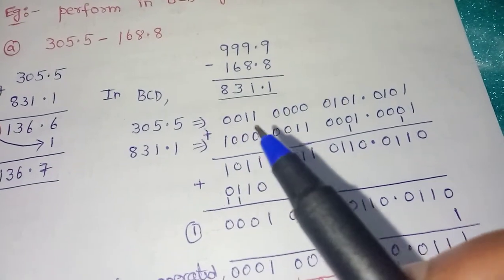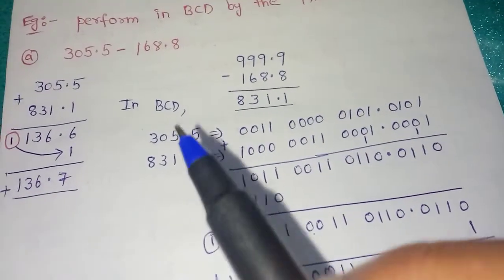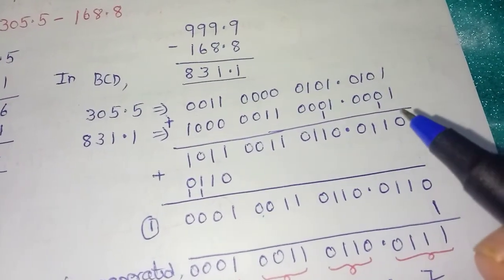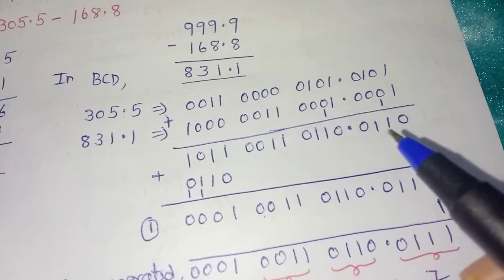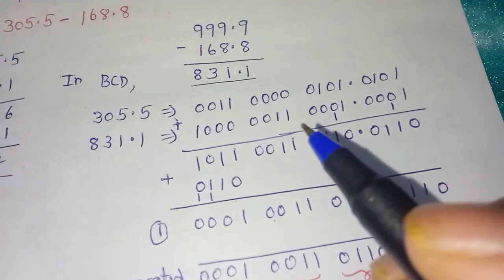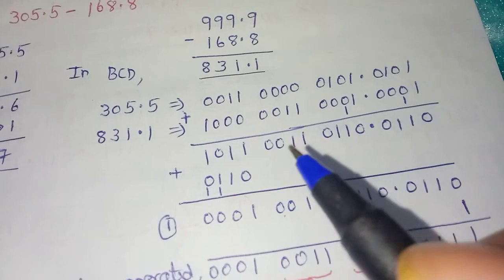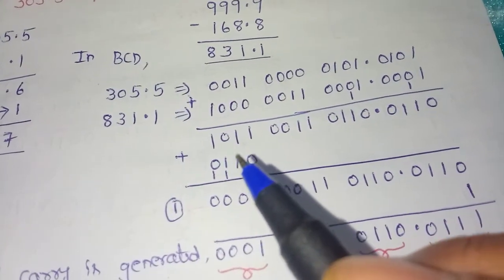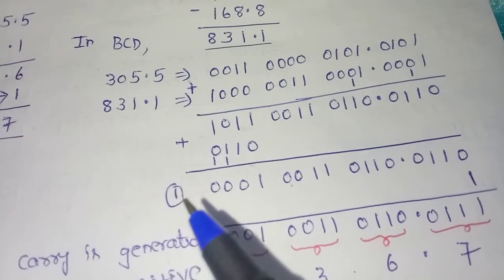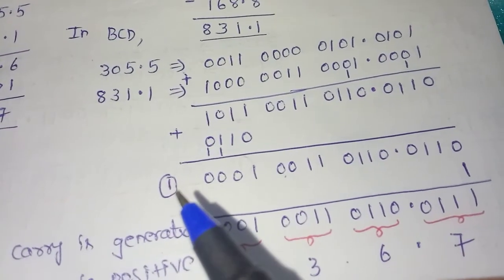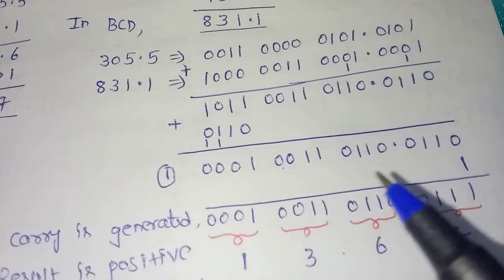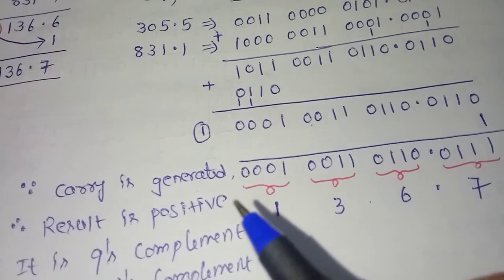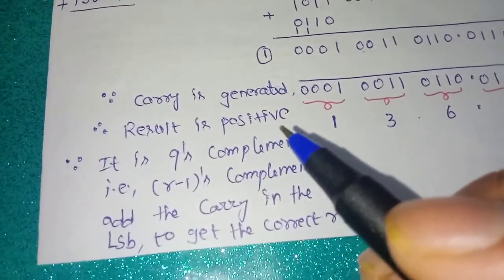Now we will look at this example in BCD. 305.5 expressed in BCD, and 831.1, which is the 9's complement of the subtrahend. Now if you observe, after performing the addition there is no carry from this group and the sum is a legal code. Here also no carry, legal code. But here, no carry, but it is an illegal code. That's why we have to add 6 here. After adding this, you observe that there is a carry here. We know that if a carry is generated, the result is positive, and we have to add this carry in the LSB position. Now if you look at this, the result is 136.7. Is it clear? We will look at one more example.